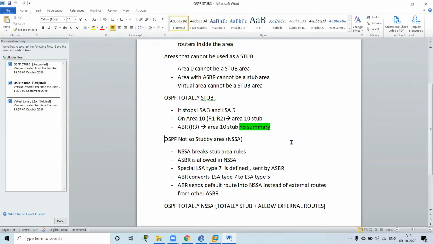Now NSSA breaks stub area rules. The rule which you studied before, that area 0 cannot be a stub area, and an area with an ASBR cannot be a stub area. NSSA will break this rule. ASBR is allowed in NSSA. A special LSA type 7 is defined, sent by the ASBR.